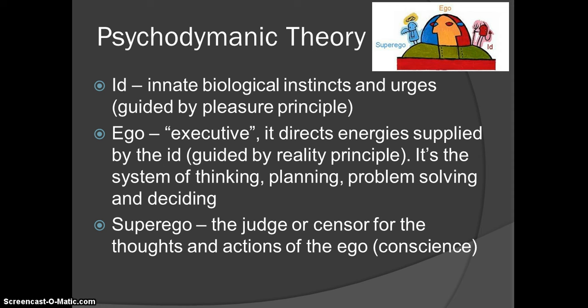The superego, I'm gonna skip ego for a second. The superego is the judge or the censor for the thoughts and actions of the ego. So the superego, think about it as the angel on one's shoulder. It thinks more about the moral elements of it, the big picture of your consequences.